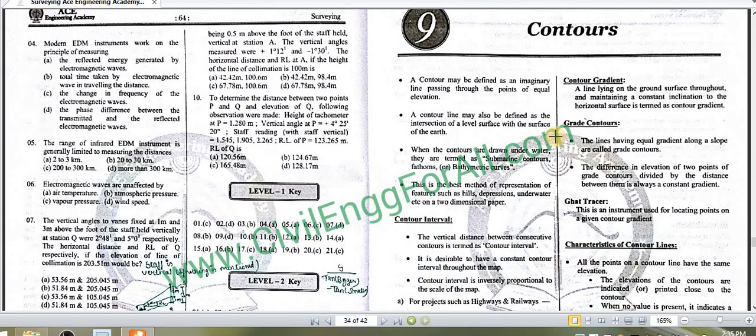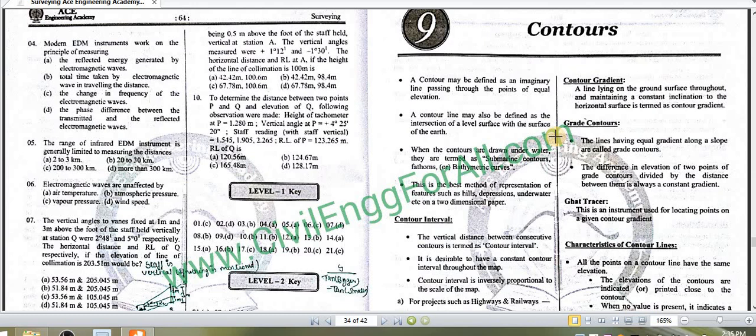After that, contour gradient: a line lying on the ground surface throughout. If you consider a line which is lying on the ground and maintaining a constant inclination to the horizontal surface, then it is called a contour gradient. It is an inclined line maintaining constant inclination with the horizontal surface.